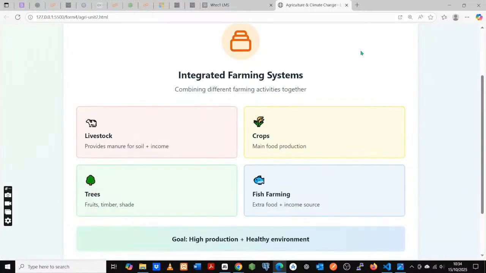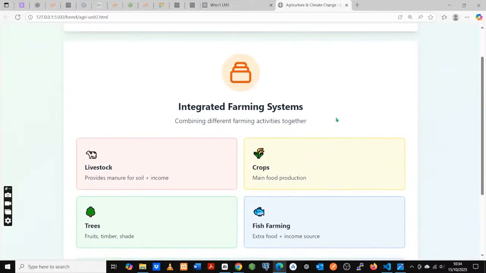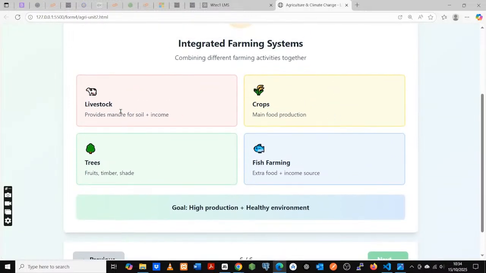Now, lastly, let's come to another point. This is the integrated farming system. Integrated farming system. So here, you are combining different farming activities together. So, in an integrated farming system, you may have livestock, which will provide manure for soil and income when you sell. So if you haven't harvested, you can sell livestock and buy food.